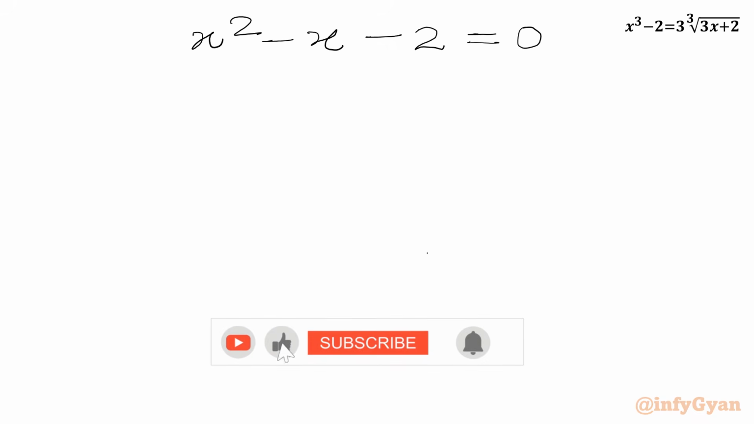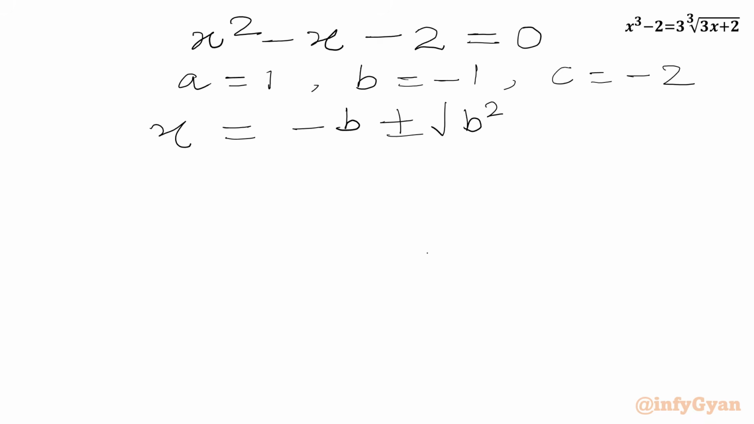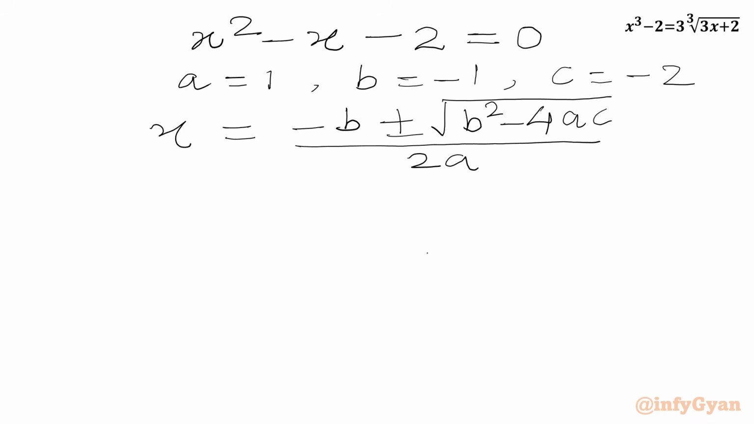Now coefficient of x square is 1. So we can write here a equal to 1, b equal to negative 1 and c equals to negative 2. We are going to use quadratic formula. So x will be equal to minus b plus minus square root of b square minus 4 times a times c over 2 times a. Let's plug in all the values of a, b and c.